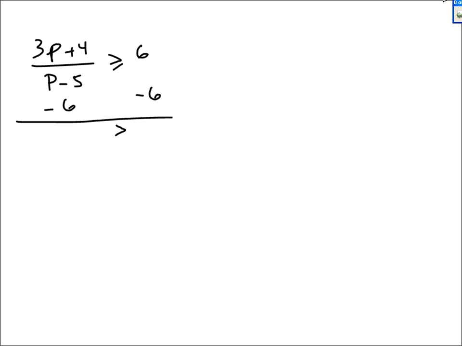Suppose you have 3p plus 4, and you're dividing this by p minus 5, and this is greater than or equal to 6. Well, you need to take away 6 from both sides. The right-hand side is 0.